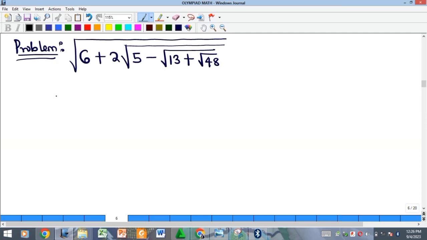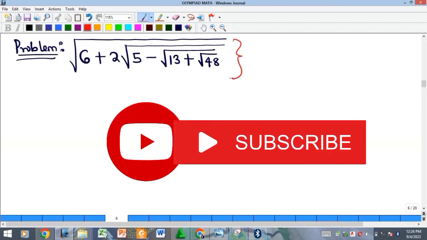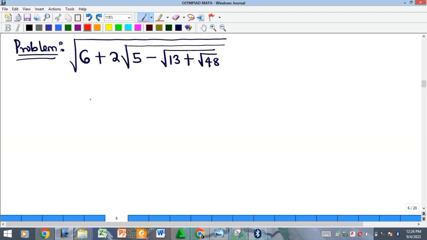Alright, here is another Olympiad Math problem which is asking us to evaluate this particular expression. And so what are we going to do now? Of course, if you look carefully, you will see that this is simply a problem from the concept of the square root of surds. You recall that I have some videos on this channel, and I'm going to add the links to some of those videos in the description of this video. So you may want to check it.